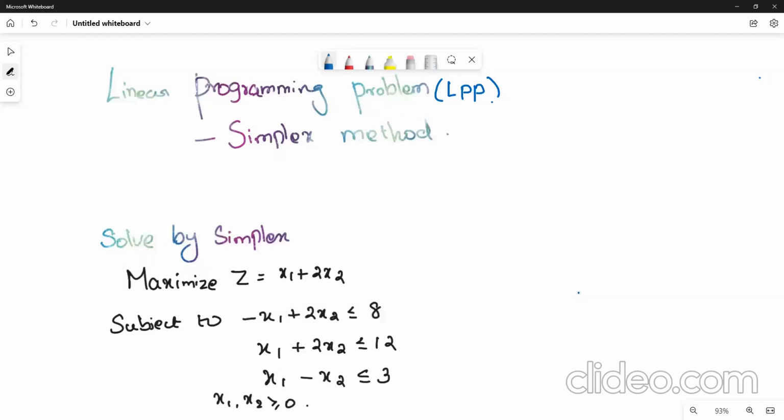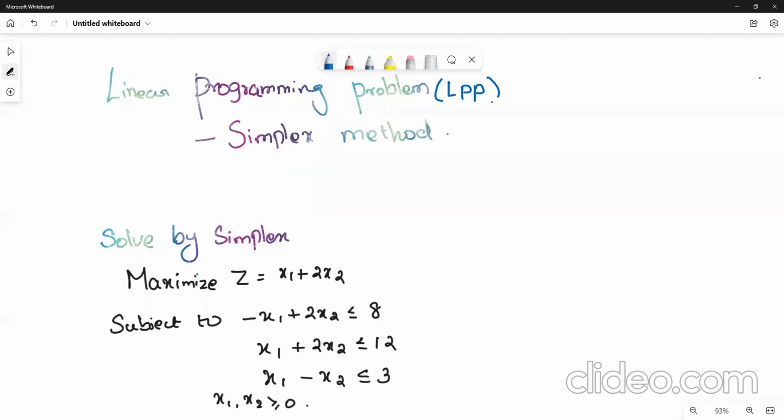Hi, today we are going to see how to solve the given linear programming problem by the method of simplex. Simplex method or simplex algorithm is an iterative procedure for solving a given LPP in a finite number of steps. So let us see the method of solving this by taking one example.